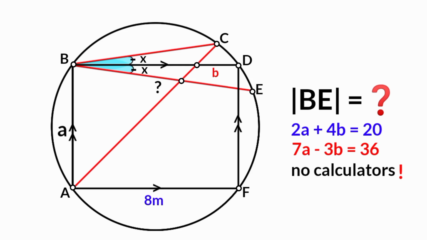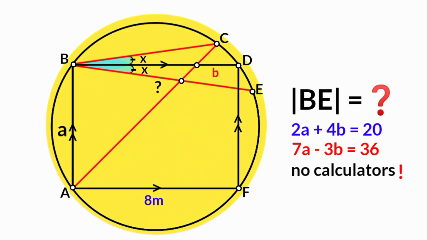Hi everyone, is it possible that we calculate the length of this line BE from what we have here without the help of any calculator? Okay, let's see. This here is a circle. We can see this angle CBD has its size to be x. The same is for this angle DBE. Its size is also x. That means the two angles are congruent.